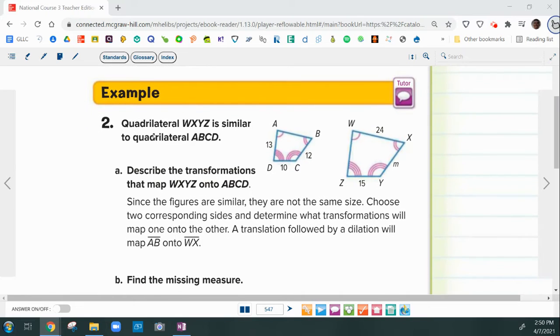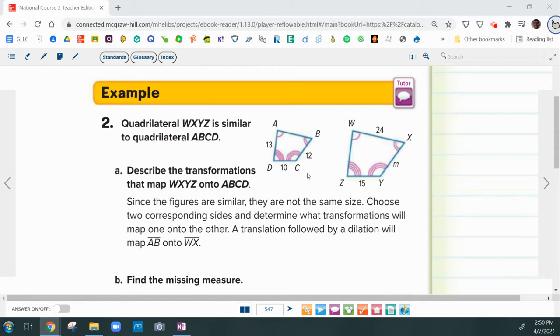So let's look at this example. It tells you right off the bat that these two shapes are similar, right? It says quadrilateral WXYZ is similar to quadrilateral ABCD. Remember, the order matters, so we know that the order of the name shows you which parts correspond. So W corresponds with A, X corresponds with B, Y corresponds with C, and so on. And you can see also that they show you with these arcs which corners, which angles correspond.